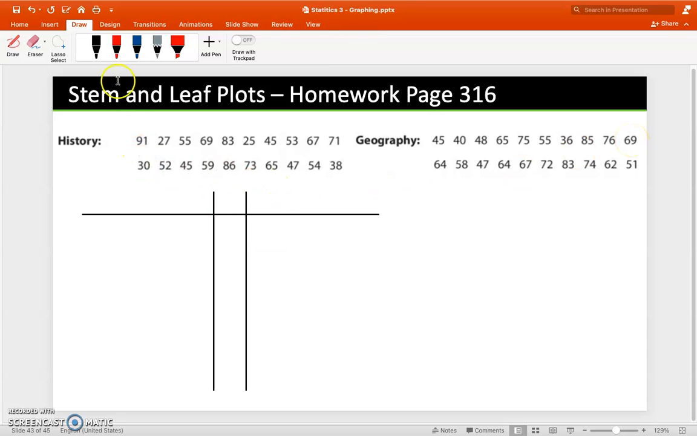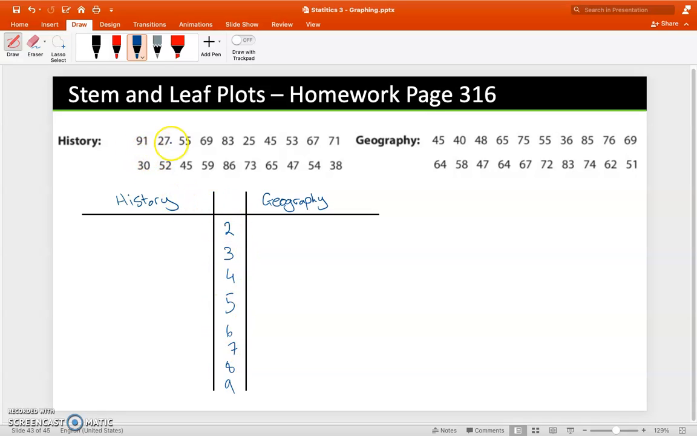Okay, so what you're going to have, I'll just do it in blue, is you're going to have your history on your left and your geography on your right. So this is just to help you start it off. I'm not going to finish it all for you. The lowest scores seem to be in their 20s, so you can skip the 10. So you can start on 2, 3, 4, 5, 6, 7, 8, and 9. So you'll have your stems down there, and then you'll start filling in.